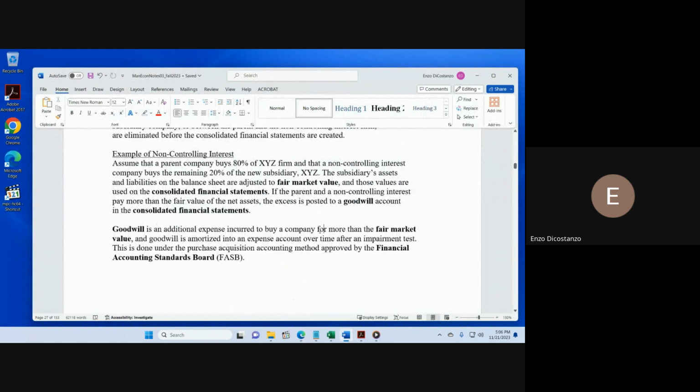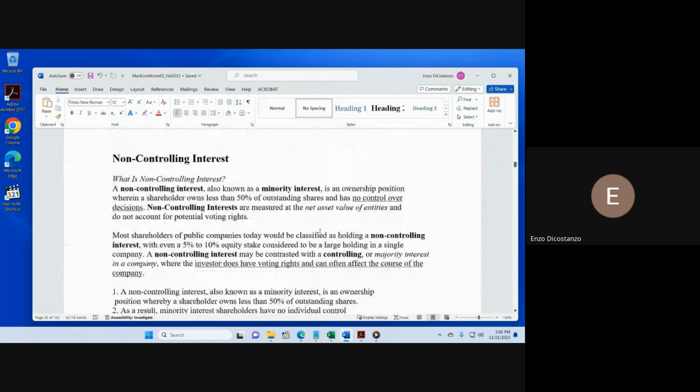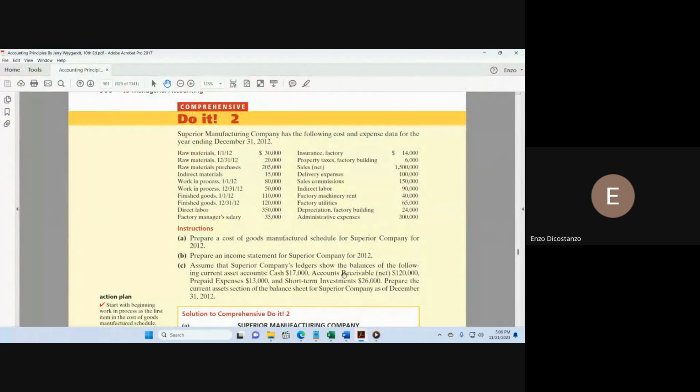Okay, that's non-controlling interest. We briefly discussed it, a very legal definition there, and now we'll spend the rest of the video lecture on a Superior Manufacturing Company. It has the following cost and expense data for the year ending December 31. I think we counted 20 financial data points there, and you have to sort through them.